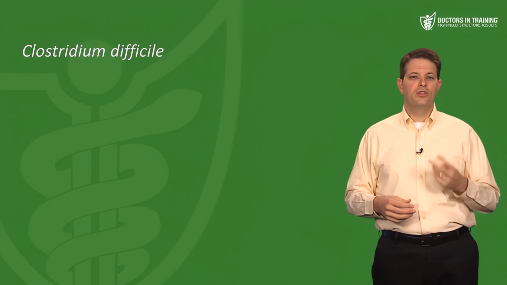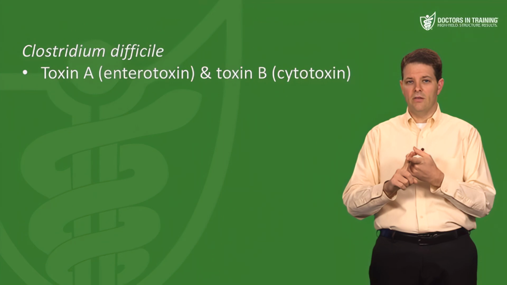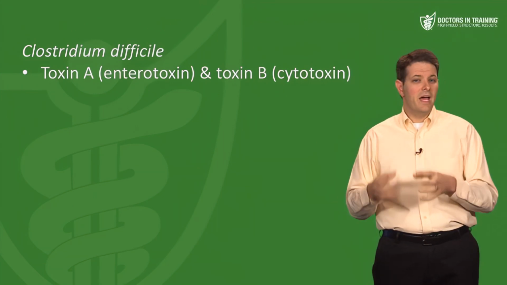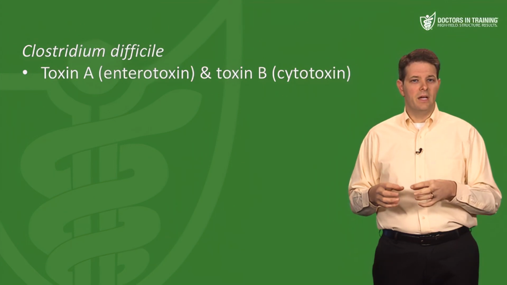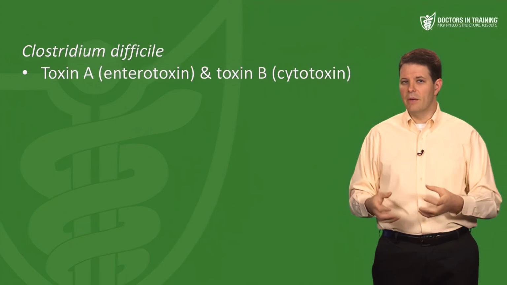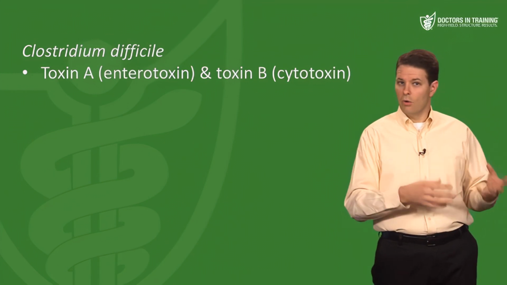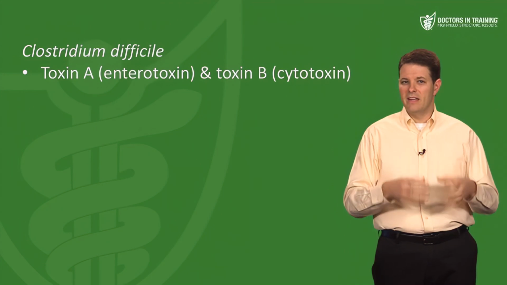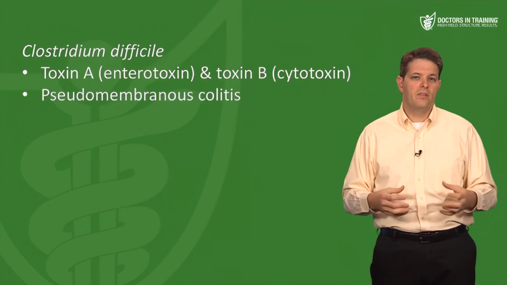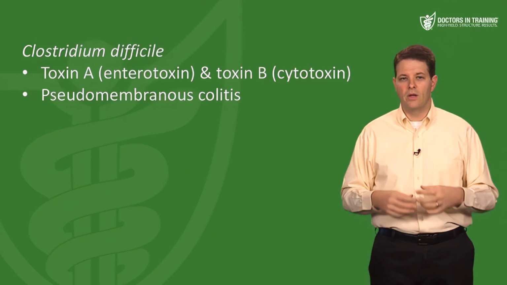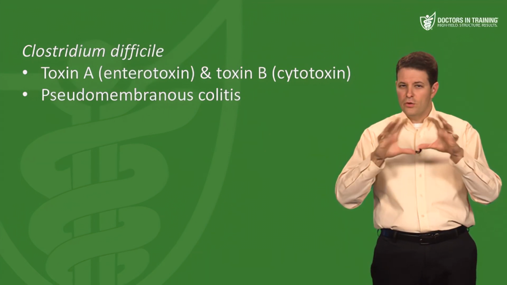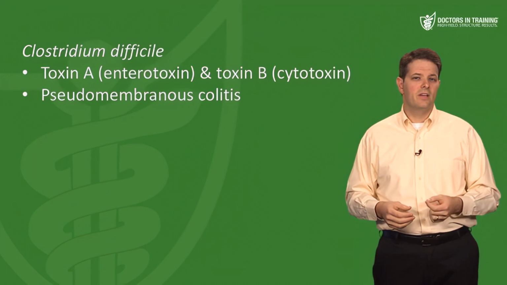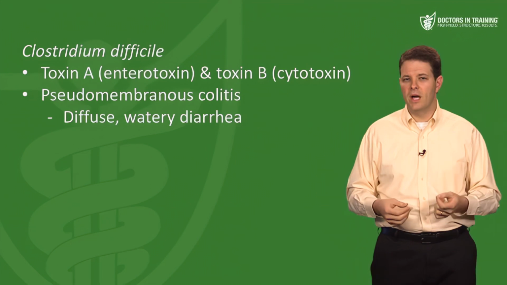C. diff makes 2 major toxins, toxin A, also known as enterotoxin, and toxin B, or cytotoxin. So toxin A binds to the brush border of the gut and leads to intestinal fluid secretion and inflammation. And toxin B, which is even more potent, causes disruption and dysfunction of the actin cytoskeleton in the intestinal mucosal cells. Now, this results in pseudomembranous colitis, where inflammatory debris forms a film or pseudomembrane that covers the mucosal surface of the colon. C. diff colitis usually manifests as diffuse, watery diarrhea.